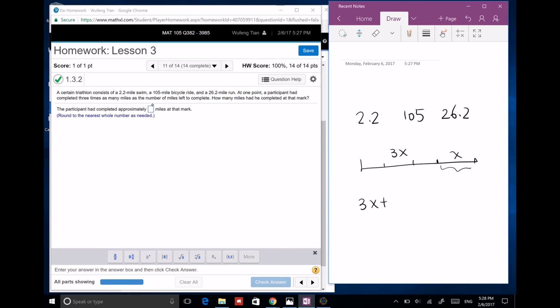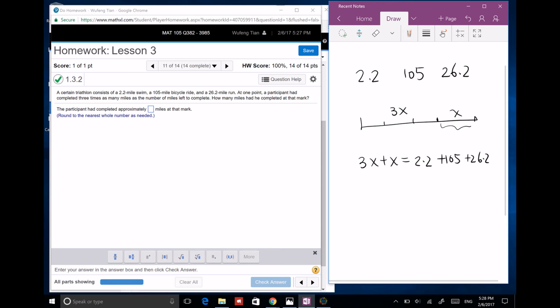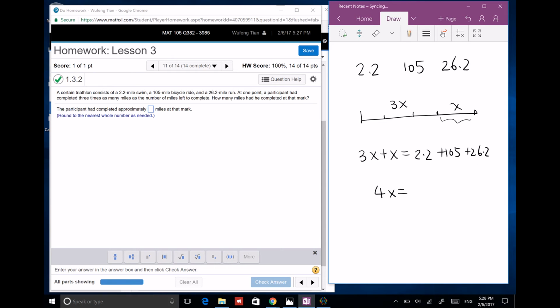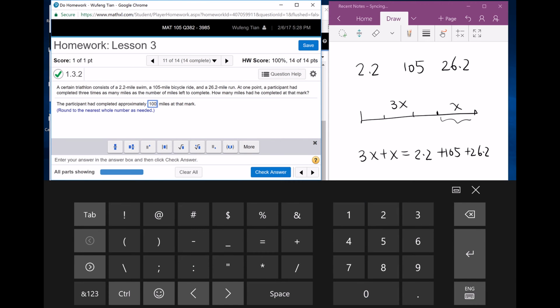So 3x plus x equals the total, which is 2.2 plus 105 plus 26.2. So then you have 4x equals 2.2 plus 105 plus 26.2, which equals 133.4, and x equals that divided by 4, which is 33.35. Then you multiply this by 3, because that's what he completed: 33.35 times 3 equals 100.05. So this is going to be just 100.